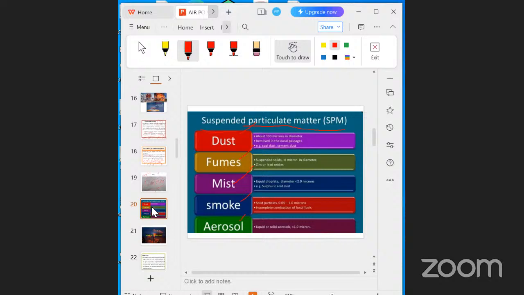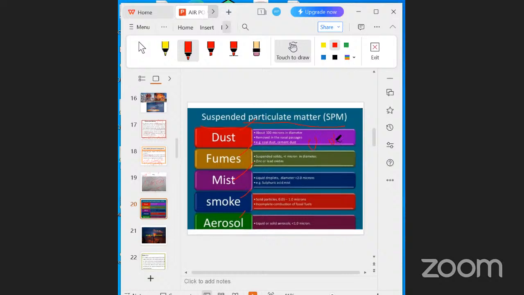Its size range can vary from 0.01 microns to 100 microns, so about 100 microns in diameter. Mostly 5 microns or smaller particles tend to form a stable suspension in air. So it is called particulate matter.